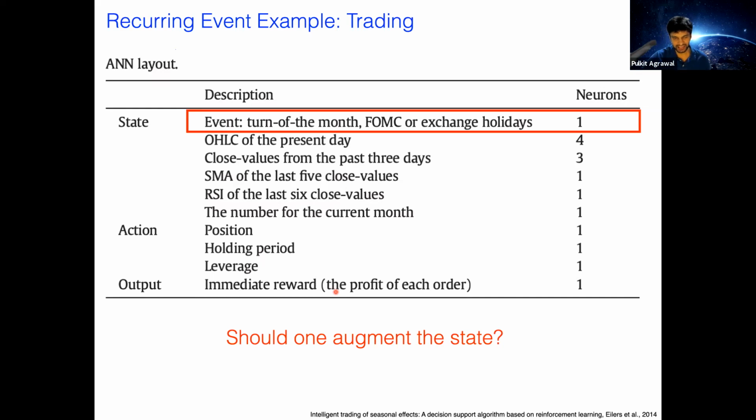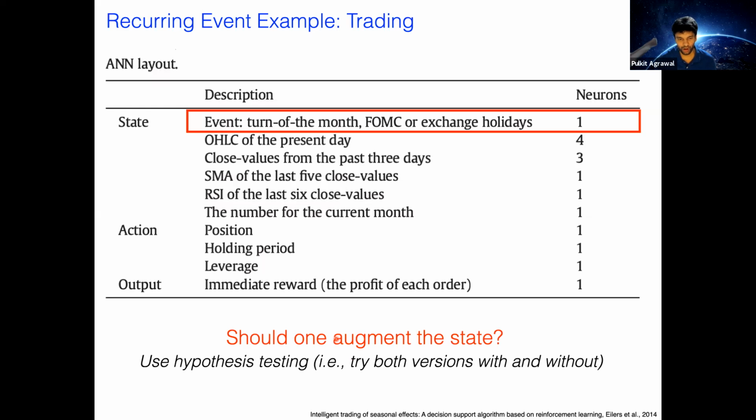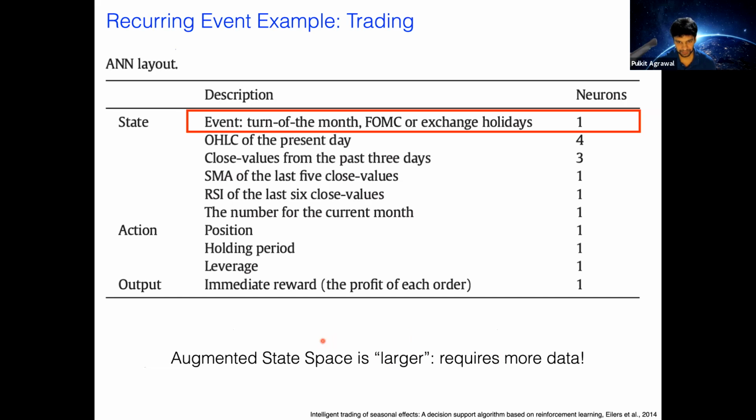So practically speaking, there's a trade-off between data and the rewards we're going to get. So, what do people typically do? I mean, they try both versions, with and without, and use hypothesis testing, or a fancier way of saying a hyperparameter sweep to figure out which model to use. But that's something to keep in mind. If you have recurring events, think about augmenting the state space to provide that information.